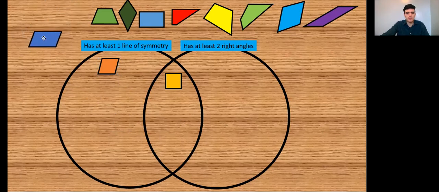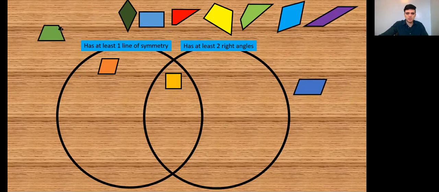Does our parallelogram have at least one line of symmetry? No, it does not. Does it have at least 2 right angles? No, it does not. Now, in a Venn diagram, if it doesn't fit in this circle and it doesn't fit in this circle, it actually has to go outside the Venn diagram. So I'm going to put it over here for now. I didn't really think this through, but it doesn't have either of those, and that sometimes happens in a Venn diagram. We're going to put it over here.